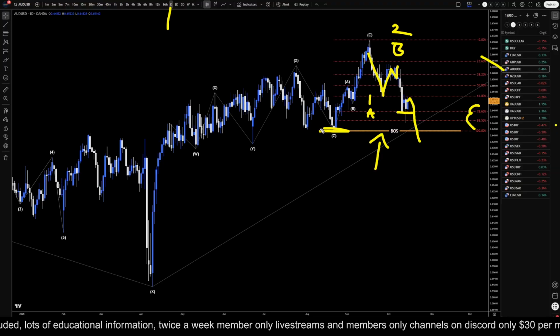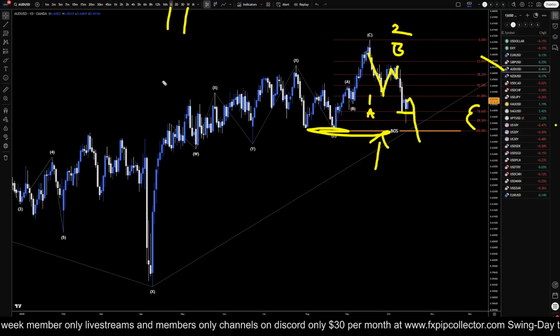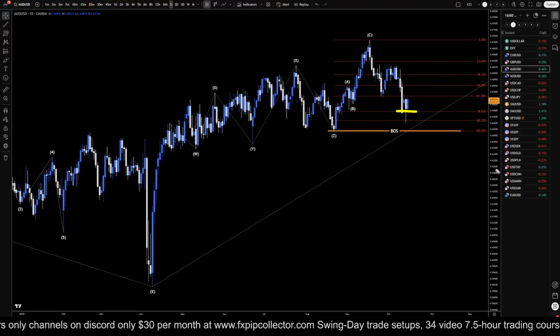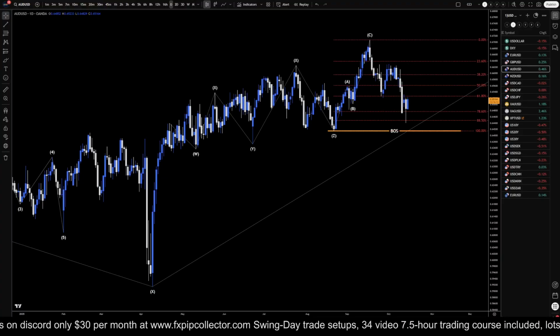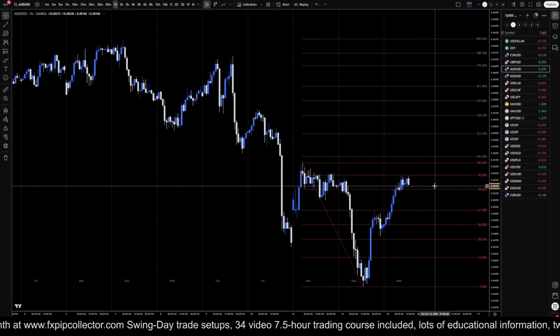Which, if it does break this structure, I think is going to confirm a much bigger turn to the downside on the higher time frames, like the weekly. Maybe even the whole move up right here is just a correction, and this is going to keep going down. Now, it definitely looks like it's trying to respect this 78%, but looking at the dollar index and other correlated dollar pairs, I'm really not convinced that it is turning up.